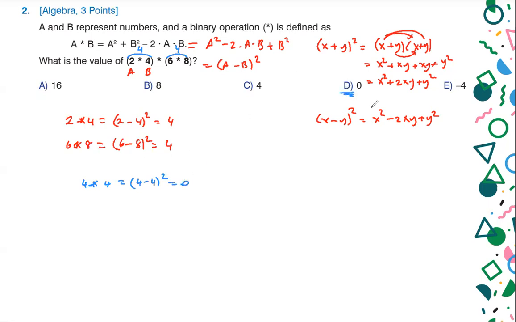So again, if you don't see this, if you've never seen the square of a binomial before, you would just plug in A is 2, B is 4, and substitute right here, get the result, which is going to give you this. Do the same thing with 6 and 8, and then you get another 4, and then plug those 4 and 4 in again, just to see the result is 0, okay? So that was a straightforward square of a binomial question, okay? Let's take a look at the next one.